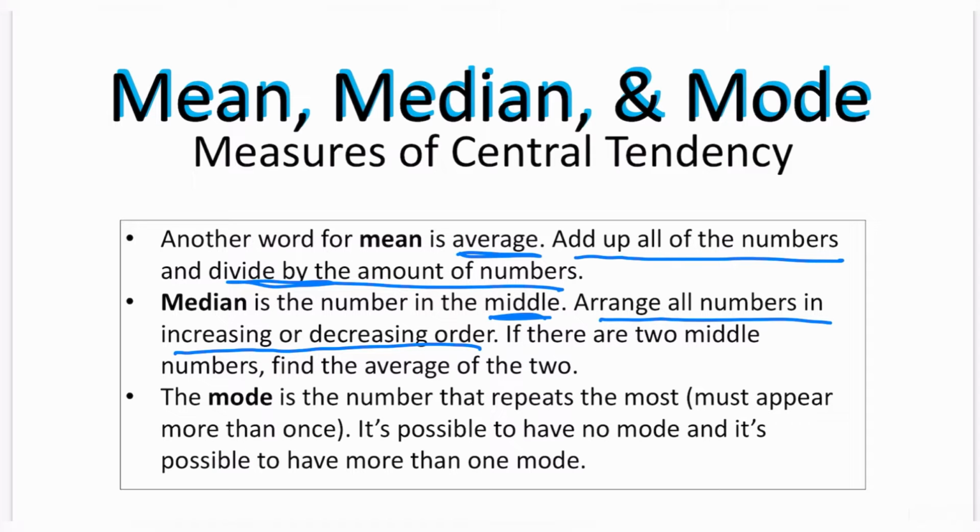What do I mean by that? Let's say we have 1, 2, 3, 4, 5. That's a very simple example. That's an odd amount of numbers. So of course, 3 is a true median.